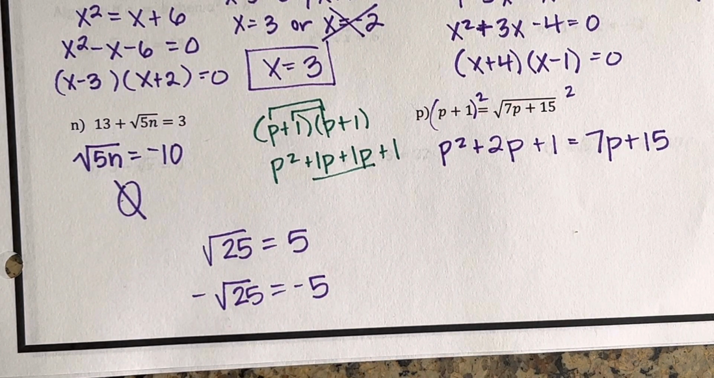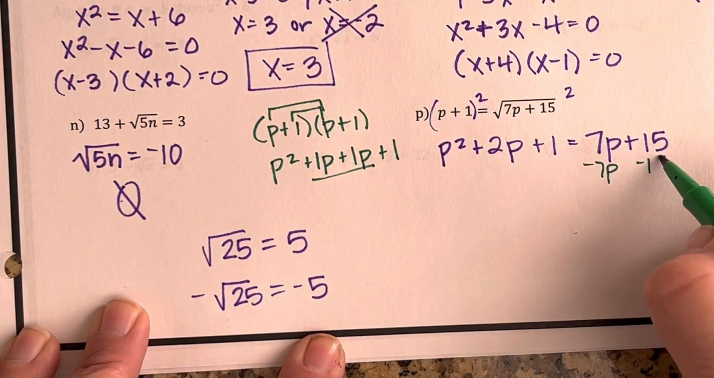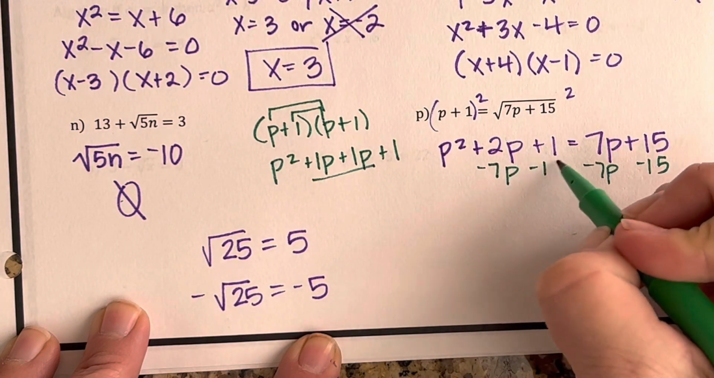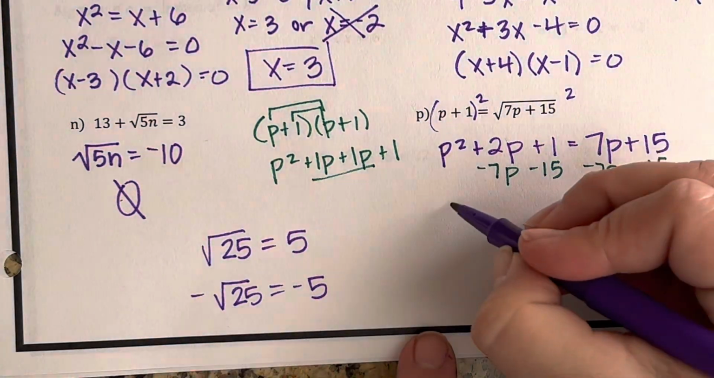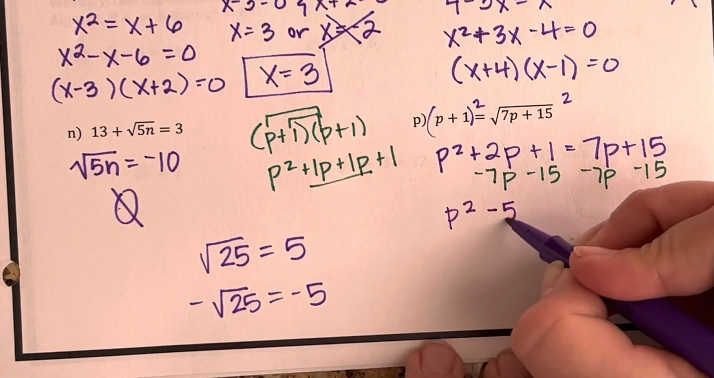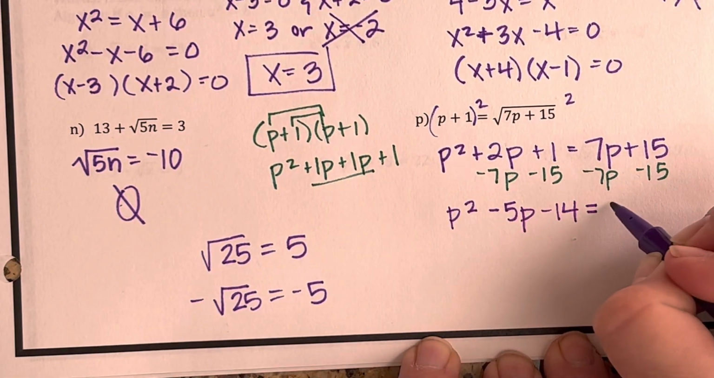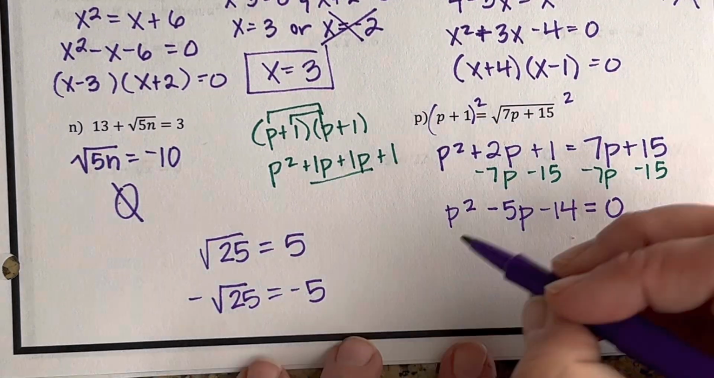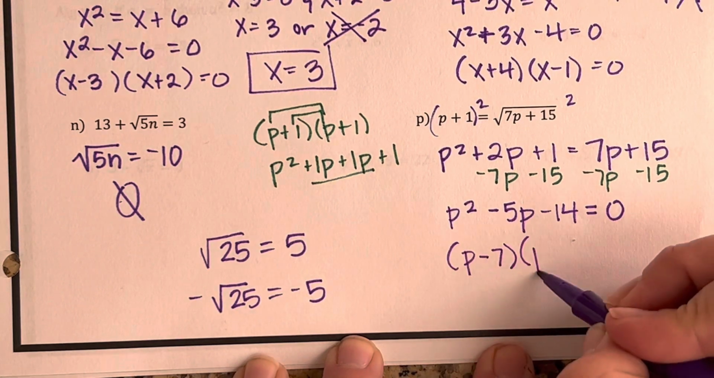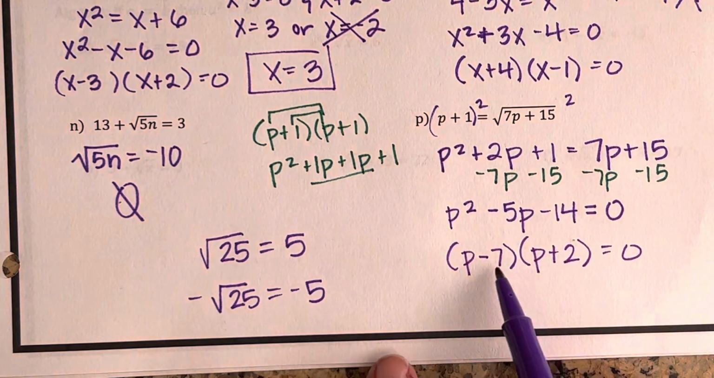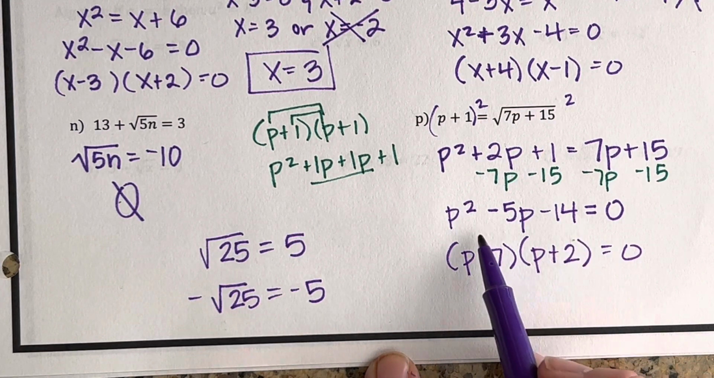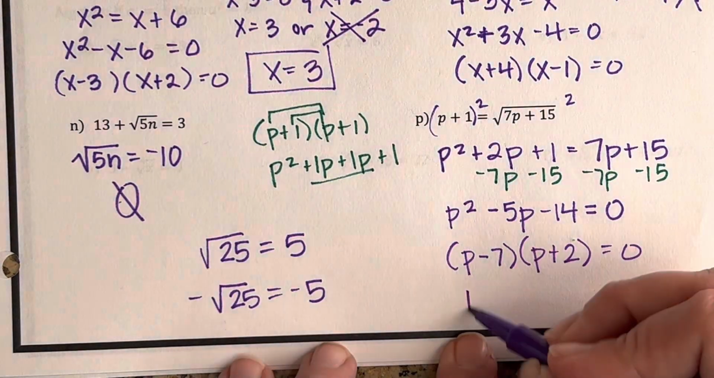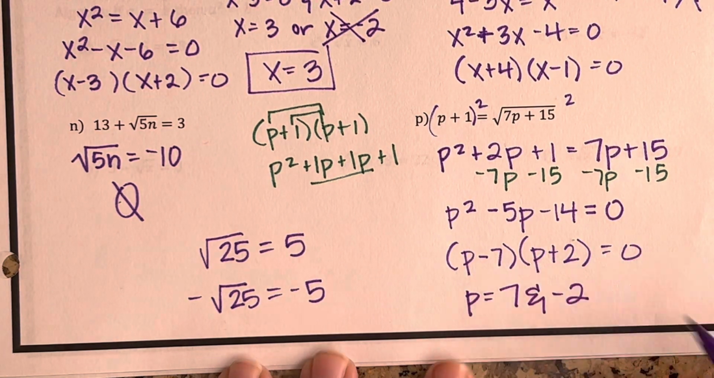So now I need to get all of this on one side of my equal sign. So I am going to subtract 7p and subtract 15. So what I end up with is p squared minus 5p minus 14 equals 0. So what can I multiply together to get negative 14 that's going to add to give me negative 5? That's going to be p minus 7 times p plus 2. Negative 7 times 2 is negative 14. Negative 7 plus 2 is negative 5. So my two solutions are 7 and negative 2.